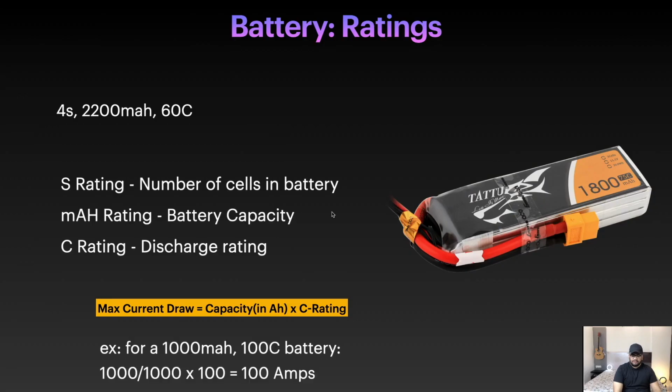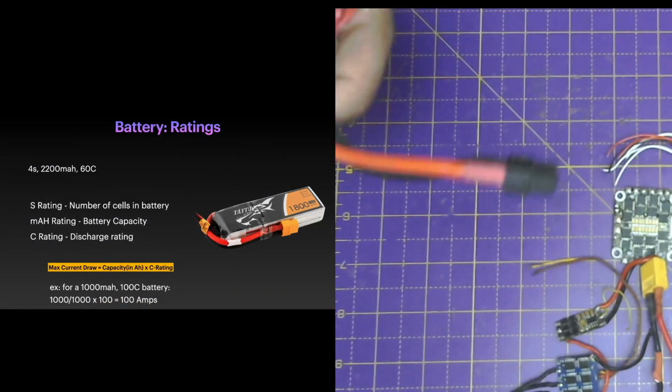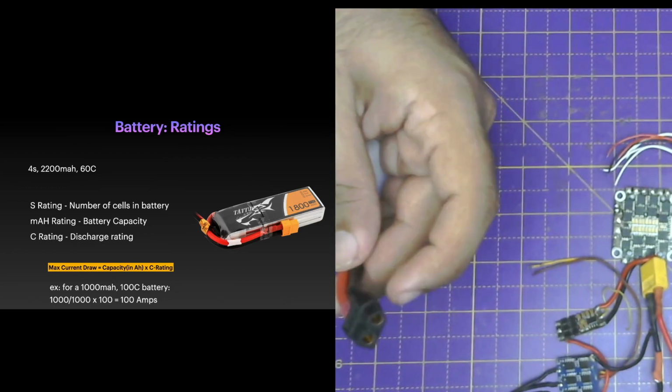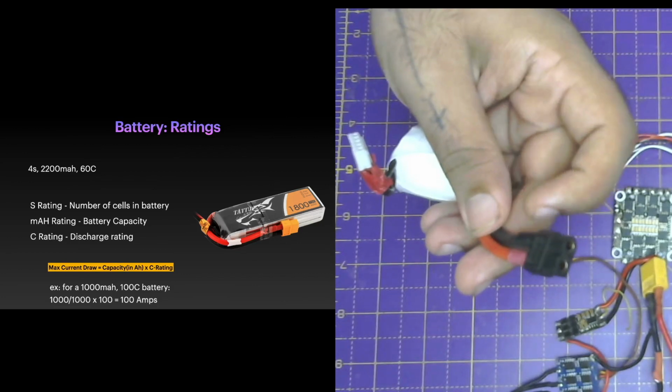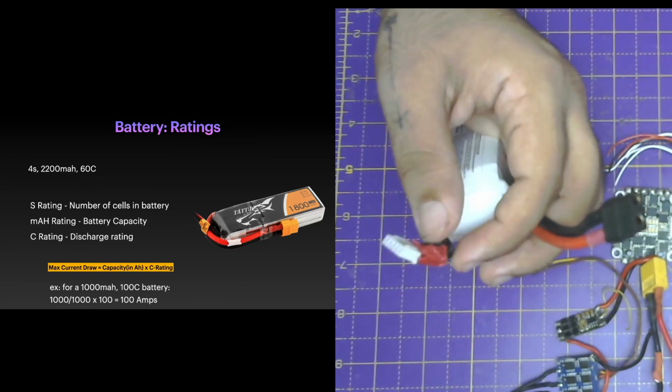I want to discuss a couple more things which I have not put in the slides. These are the battery connectors. This is the main battery connector which you connect with your drone, and this is the connector used for charging the battery. It's called the balance port.